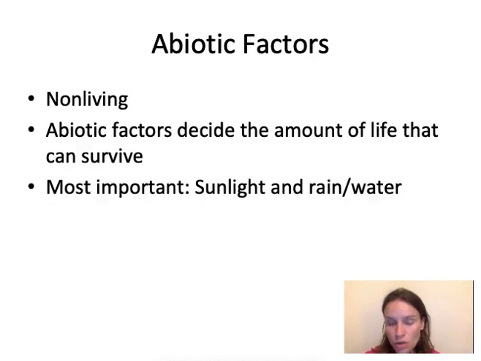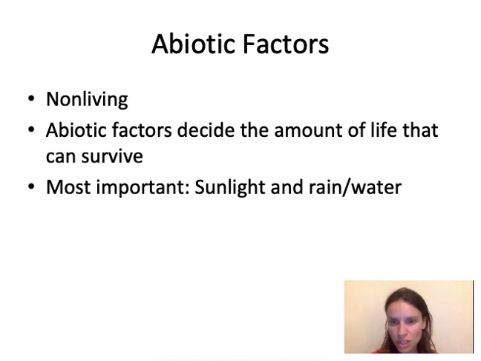The next thing I want to go over is abiotic factors. Topic 2 talks about both biotic and abiotic factors. Abiotic factors are non-living things, and they're really important because they decide the amount of life that can survive in a given area. The most important factors, and this comes up sometimes, are the amount of sunlight and the amount of rain or water that are available in a given ecosystem. And that's important because those 2 factors decide the productivity of that ecosystem.